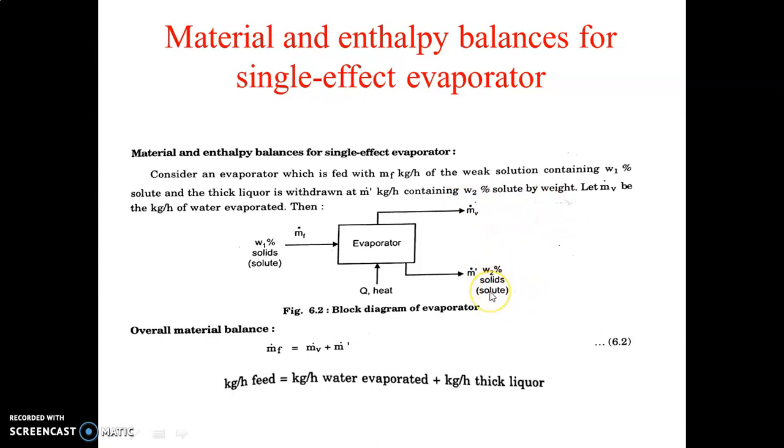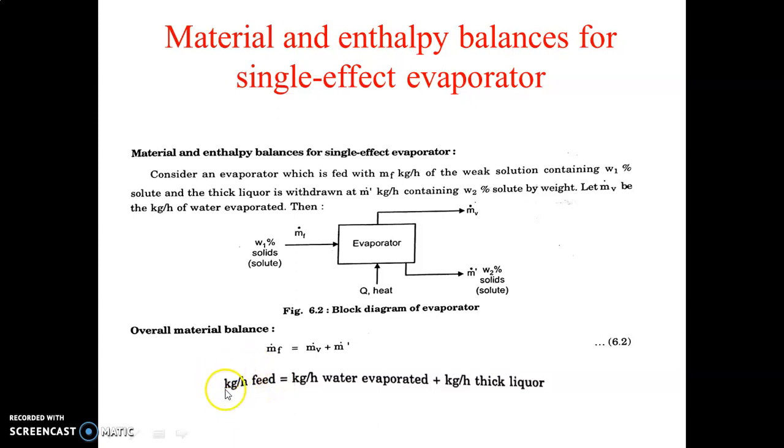That means the concentration of the solute is increased. It may be from 10% to 30%, or 4% to 25%. So here we get the concentrated solution and some water is evaporated, that is called m dot v. So the overall material balance is given by: kg per hour of feed is equal to kg per hour of water evaporated plus kg per hour of thick liquor. So if we put the values, that is m_f, or we can say m dot f also, is equal to kg per hour of water evaporated, m dot v, plus kg per hour of thick liquor, m dot. So this is the overall material balance.